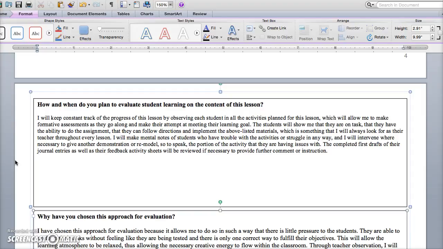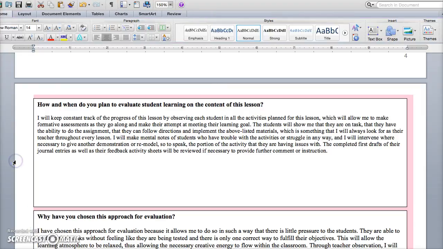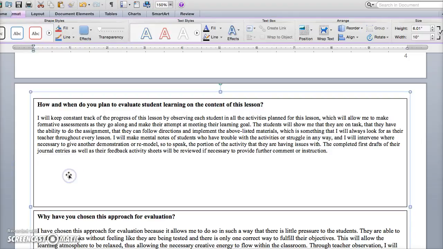The students will show me that they are on task, that they have the ability to do the assignment, that they can follow directions and implement the above list of materials, which is something that I will always look for as their teacher throughout every lesson. I will make mental notes of students who have trouble with the activities or struggle in any way, and I will intervene where necessary to give another demonstration or remodel, so to speak, the portion of the activity that they are having issues with. The completed first drafts of their journal entries as well as their feedback activity sheets will be reviewed if necessary to provide further comment or instruction.